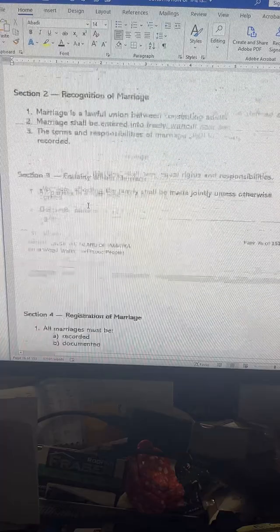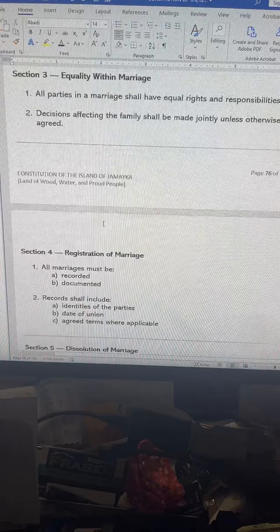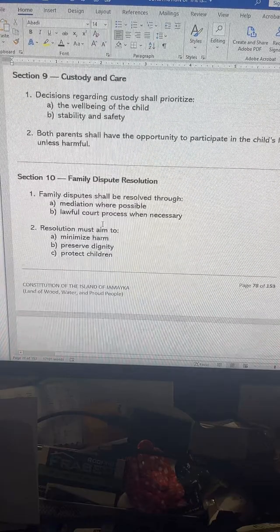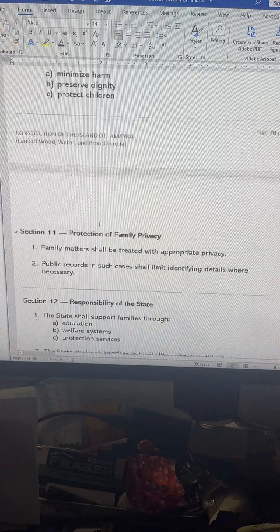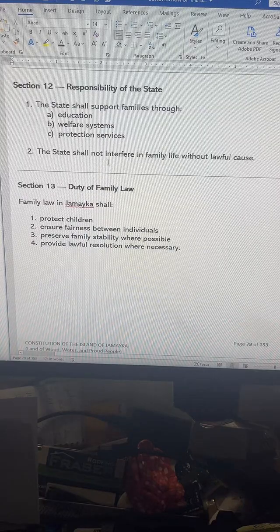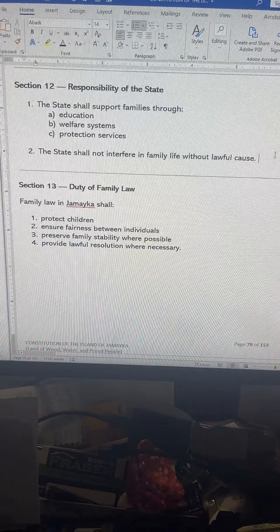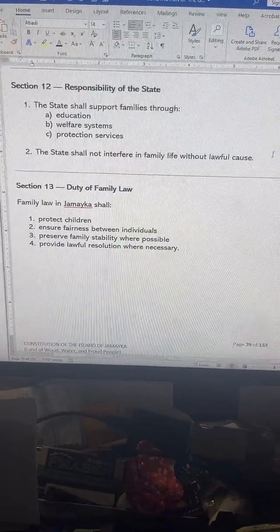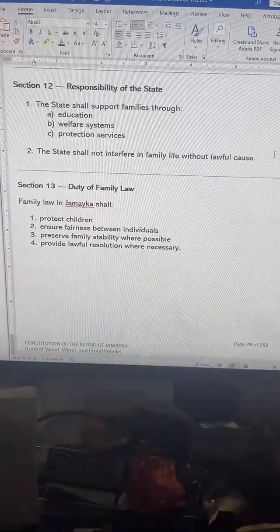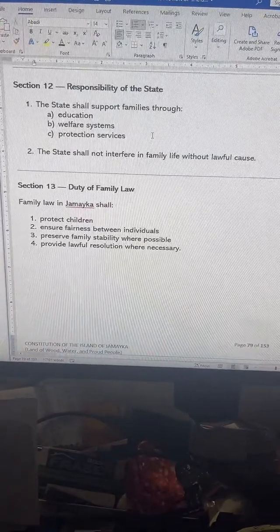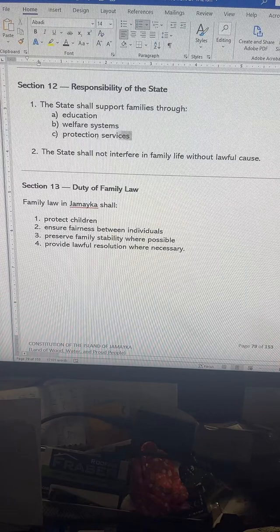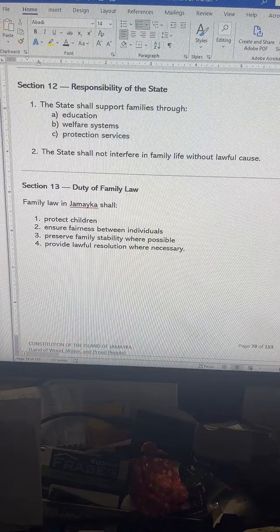Right? So here we have family law, right? Family law, recognition of marriage, equality, registration, dissolution, rights of children, protection of children, custody and care, family dispute resolution, protection of family privacy, responsibility of the state. All right. Responsibility of the state. This is where the courts are going to come in. See? So, we are going to add a few things here. All right. So, the state shall support families through education, welfare systems, and protection services. Now, this protection services is what we're going to extend, right? So, we're going to go to number 3.